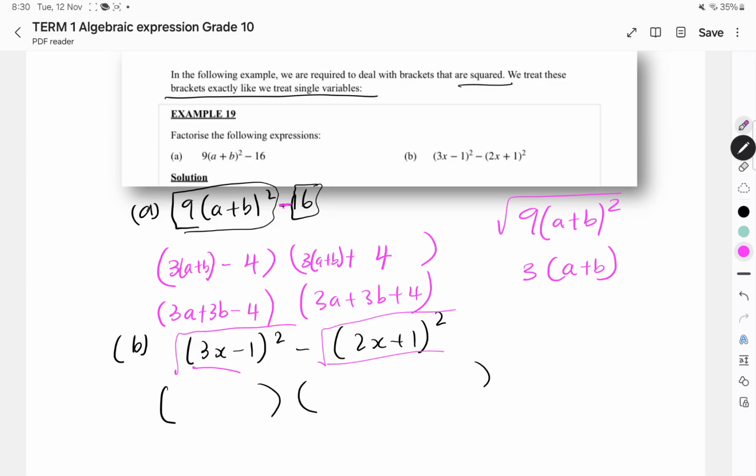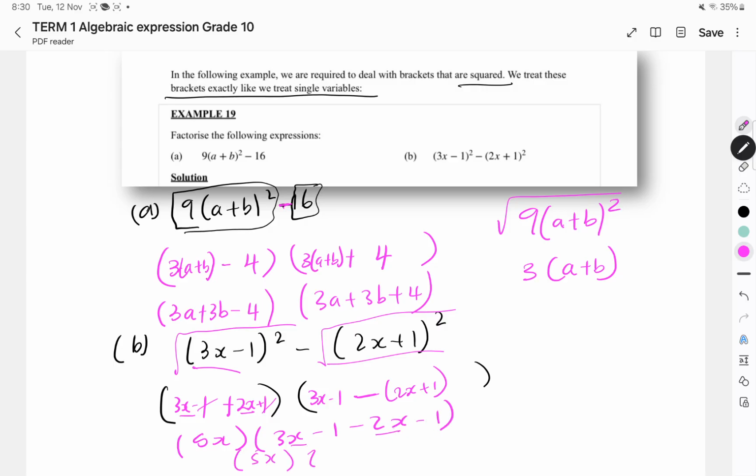So here's my bracket. The square root of this one will be 3x minus 1. Plus, and then 3x minus 1 minus. That side will then be (2x plus 1), (2x plus 1). Remember, when it's minus, keep your safety brackets. This will then be 3x plus 2x, which is 5x. The 1s will cancel. Then 3x minus 1 minus 2x minus 1. This will be 5x, and 3x minus 2x is x, minus 2. That becomes your answer.